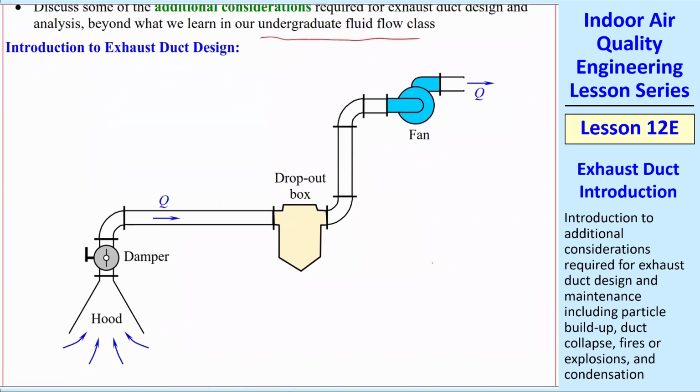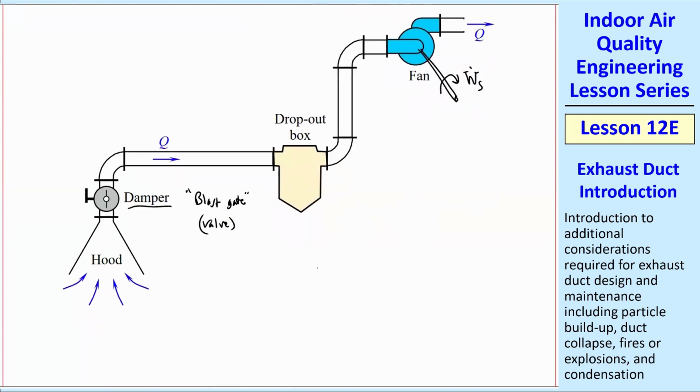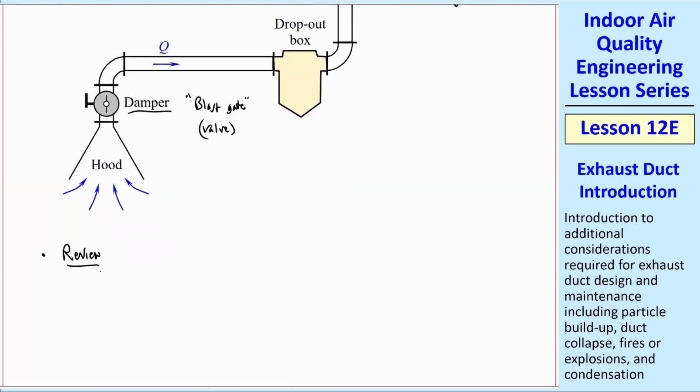Let's do a typical schematic of some duct with a fan. Now we'll always have a shaft here that we don't usually show, but that will be W_s, the shaft power to the fan. And then we have a hood drawing in air. We have a damper, also called a blast gate, or it's really just a valve, basically to control the flow. This is all review of your undergraduate fluids class.